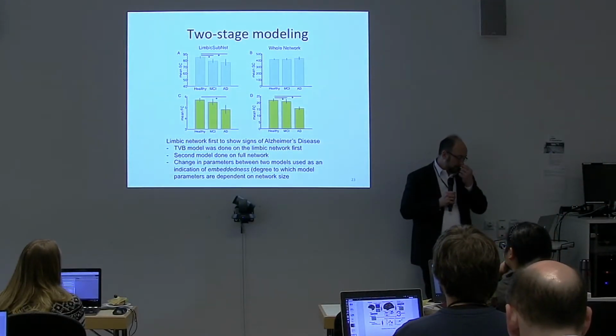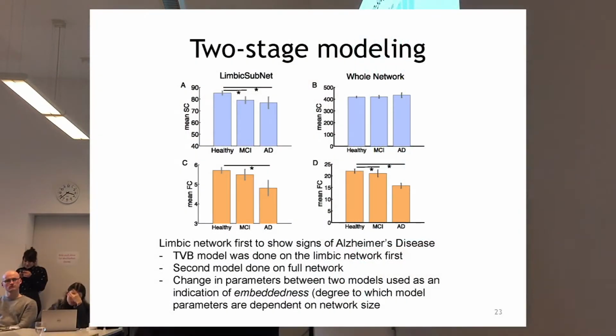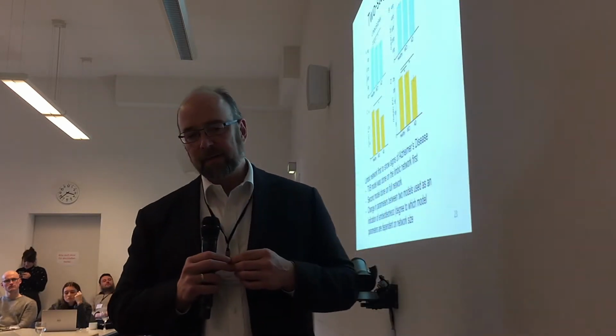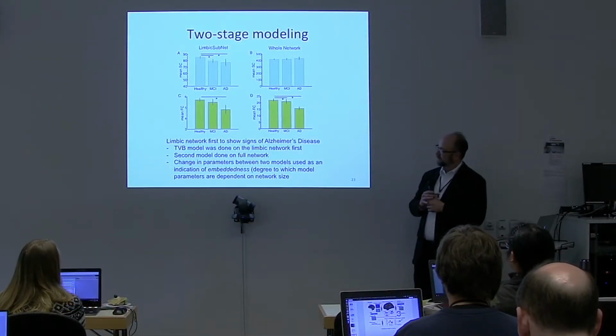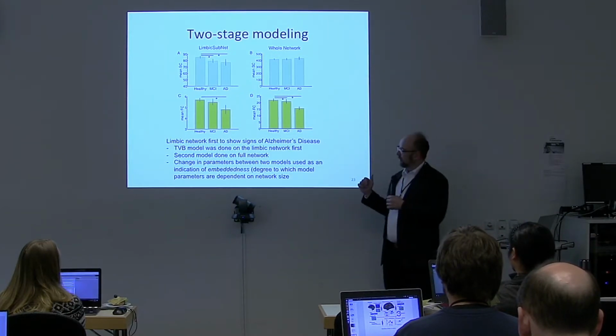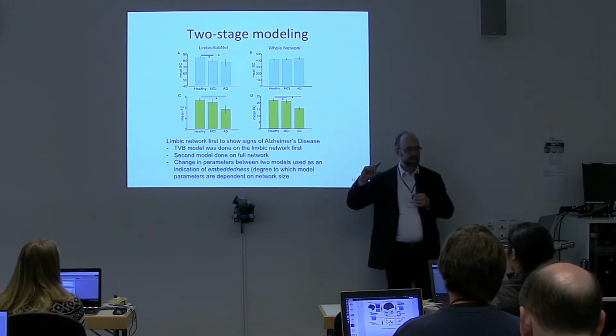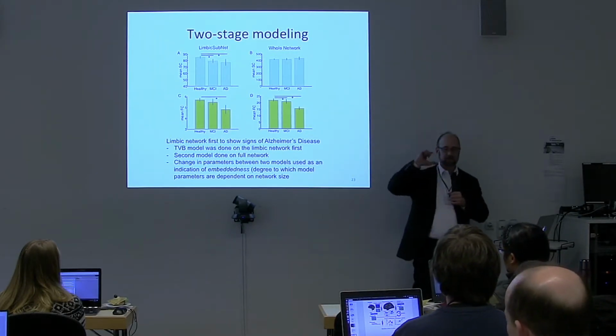And what we did is took a two-stage approach. We know in Alzheimer's disease that the first areas that are hit are in the limbic subnetwork, as you call it: hippocampus, entorhinal cortex, perirhinal cortex, retrosplenial cortex are the nodes of the subnetwork that first shows the manifestation of degeneration. So we first modeled the subnetwork, a limbic network, if you will, and then did a second model on a full network and looked at the change in the parameter estimates as you go from a subnetwork to a larger network.